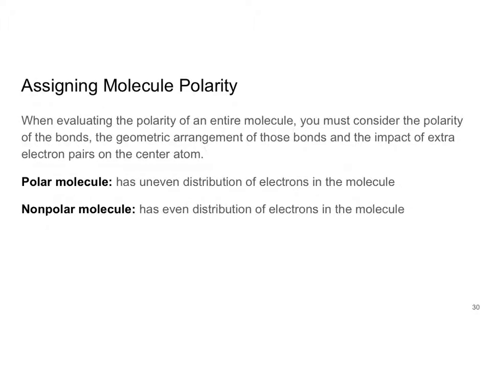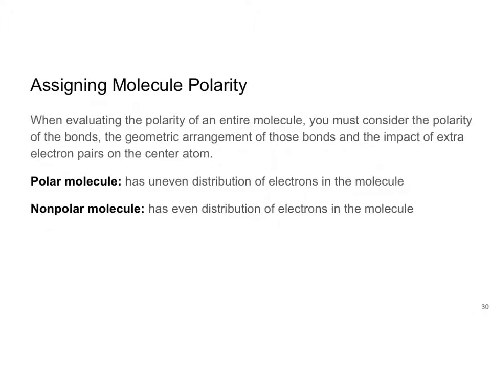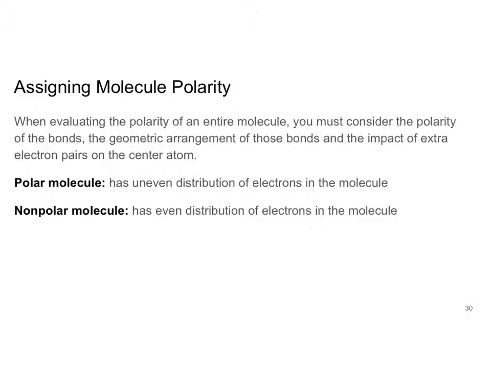So some things to consider is that when evaluating the polarity of an entire molecule, that is the whole thing, not just a bond, you have to consider the polarity of all of the bonds, the geometric arrangement, so the VSEPR geometric shape of those bonds, and the impact of extra or unshared pairs of electrons on the center atom, and that's really key. The center atom is the really key part here.